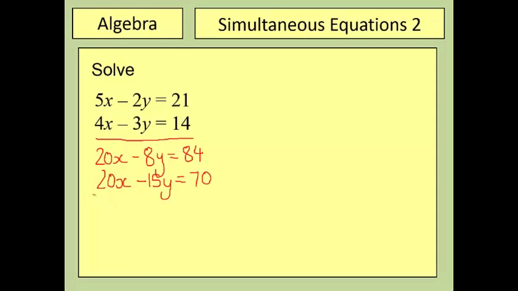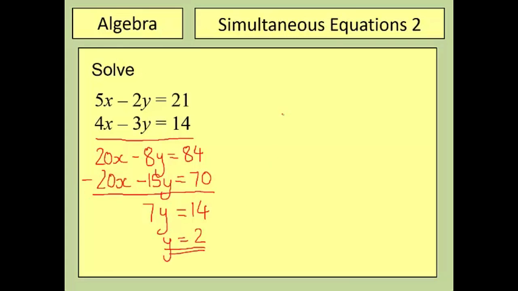So we now have our x's the same. And they're both positive, so that's the same sign, in which case we have to subtract. So 20x take away 20x is 0. Now you have to be careful on the next bit. Negative 8y, subtract negative 15y. If you subtract a negative number, that's just like adding it, so it's actually negative 8, add 15, which will come out as positive 7y. And then 84 take 70 is 14. And if 7y is 14, then y must be 2.